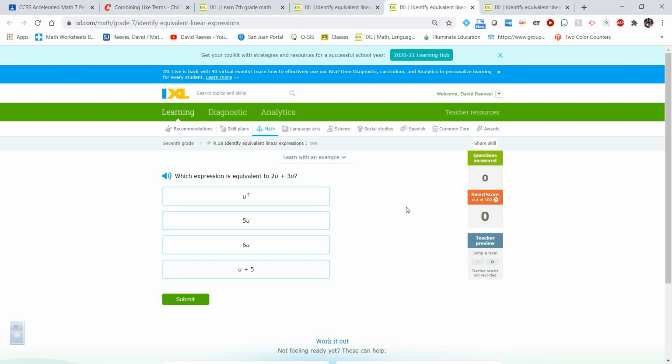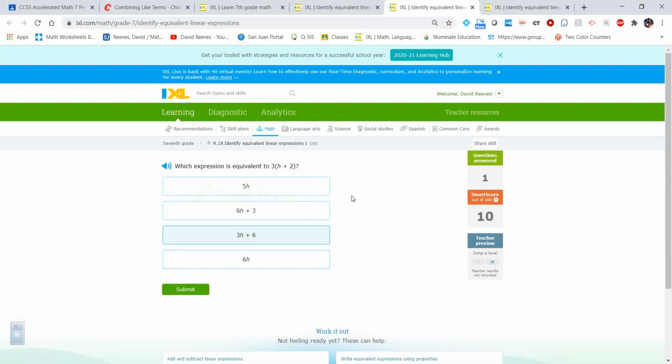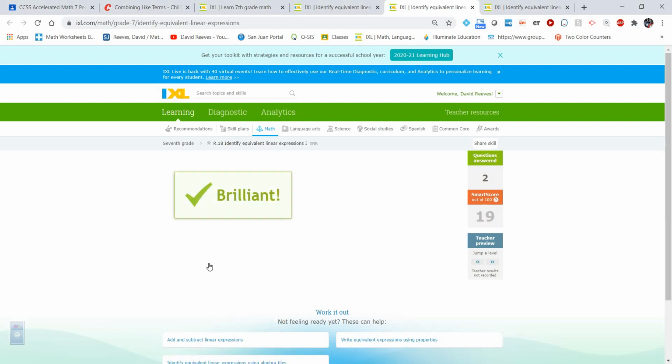Okay, so this is going to be very similar to what we did before, except now it's kind of like matching. Which expression is equivalent? Well, 2u's plus 3u's gives me 5u's. Distributive property here, 3 times h plus 2, like we were just talking about. That'd be h plus 2 plus h plus 2 plus h plus 2, or 3 times h, which is 3h, and 3 times 2, which is 6.